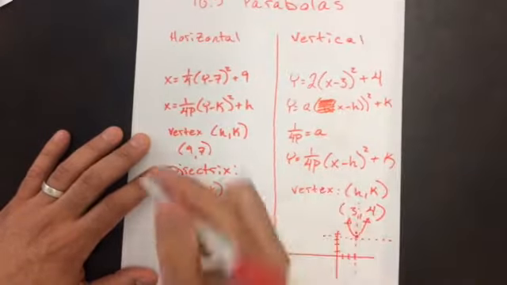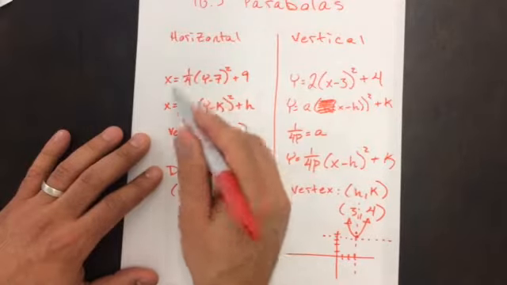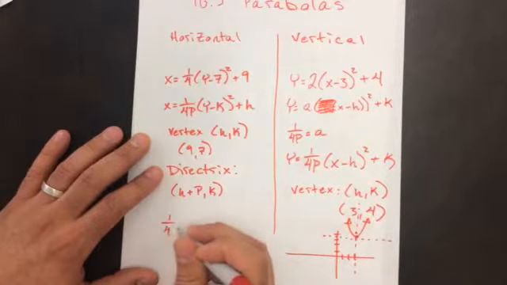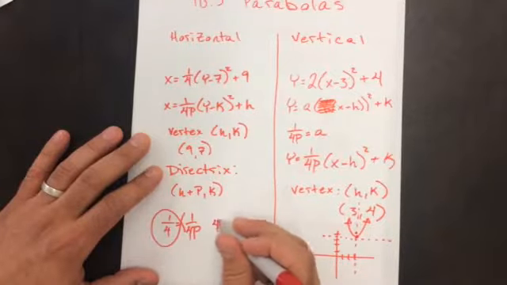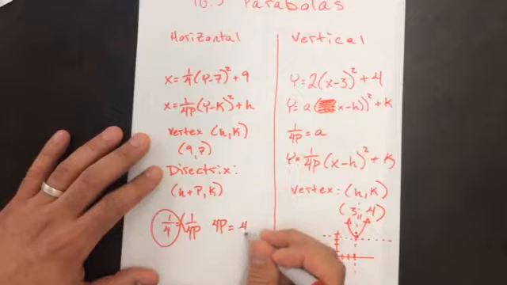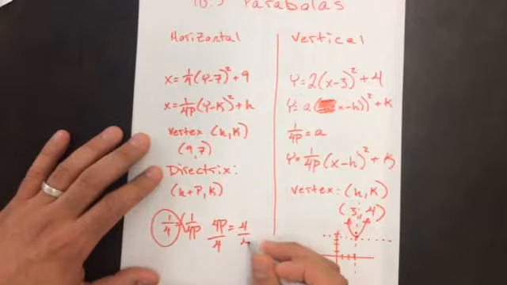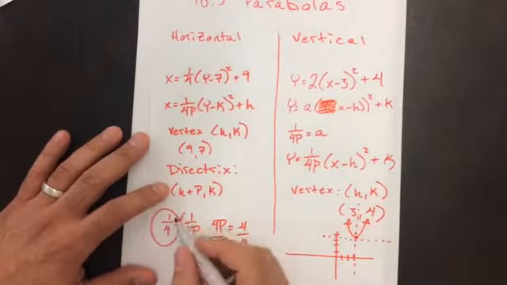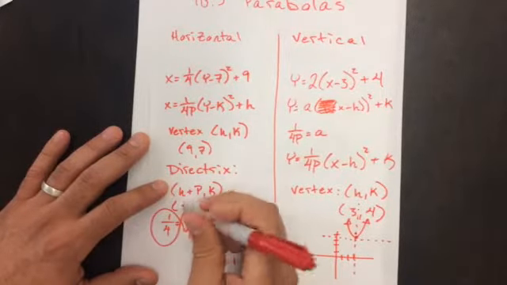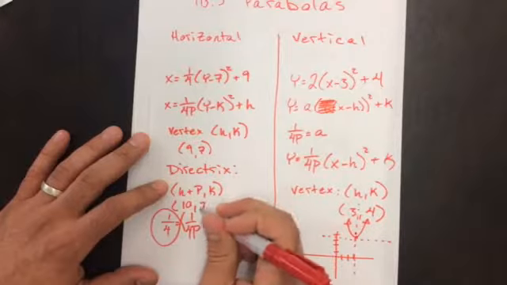So on this one, I'm going to find the p by setting this equal to 1 over 4p. So 1/4 equals 1 over 4p. I'm going to multiply. 4p times 1 is 4p. 4 times 1 is 4. Divide by 4. And I get p equals 1. So the directrix on this example is going to be 9 plus 1, or 10, comma 7.